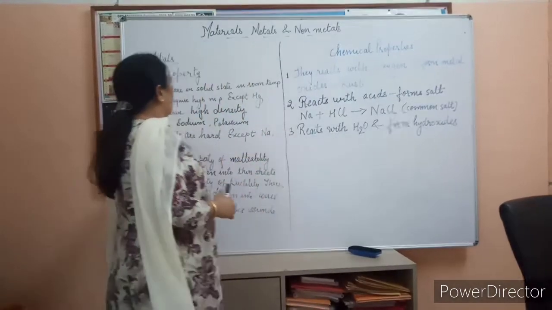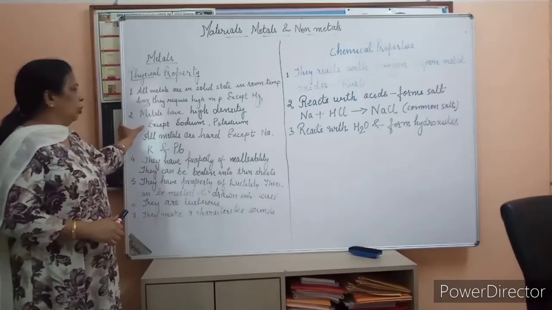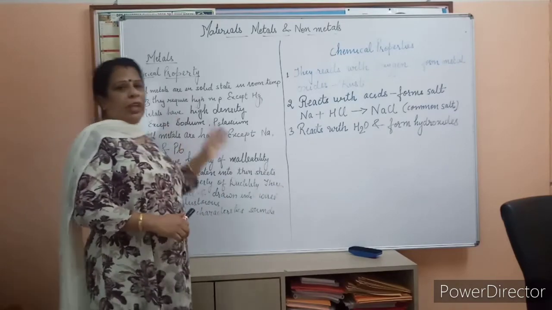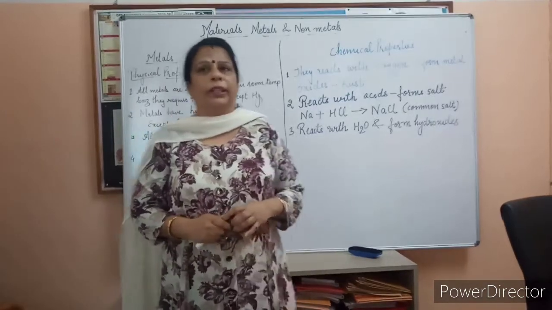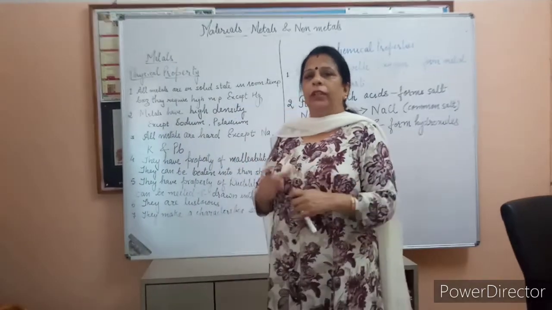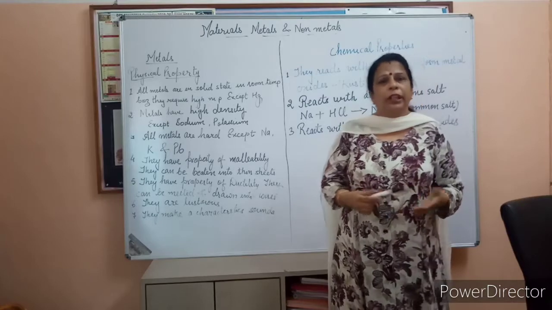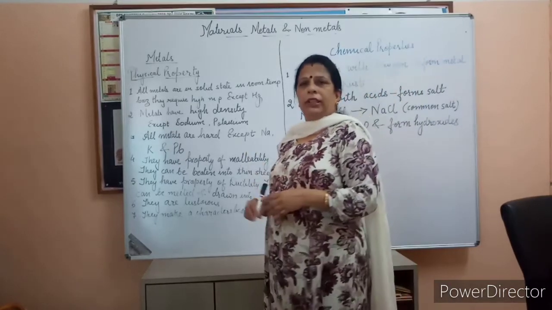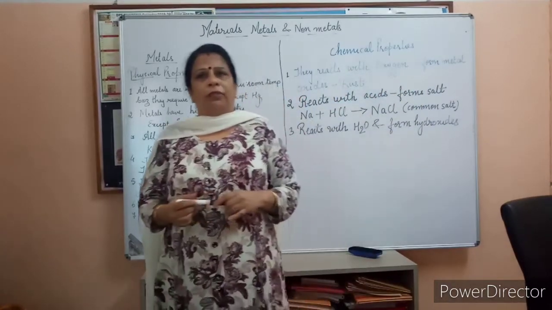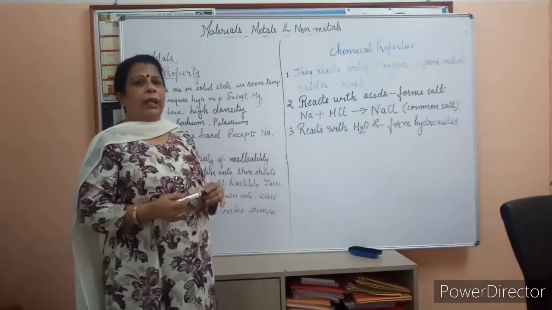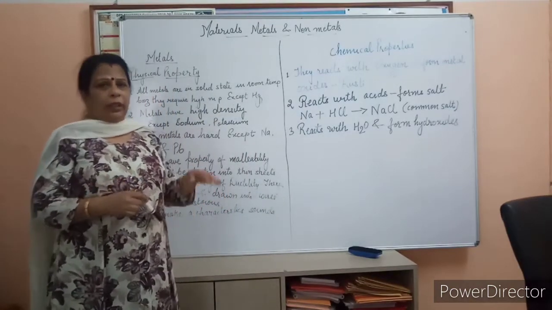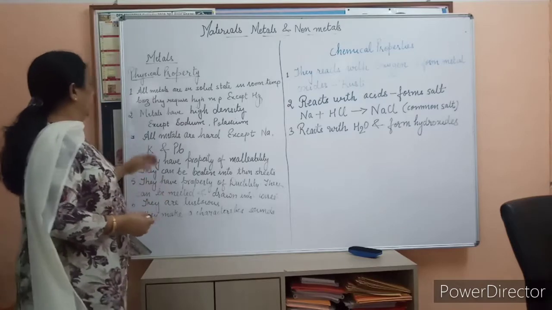But among the metals also, there are two metals, sodium and potassium, which have low density. When we take a block of sodium and put it in water, it will float, because only these two metals have low density. All the other metals get drowned and sink into the water.